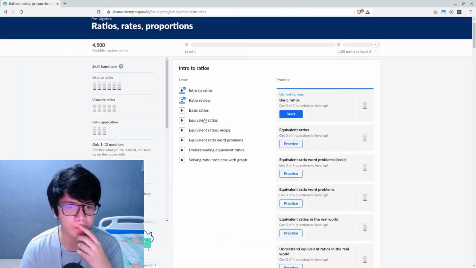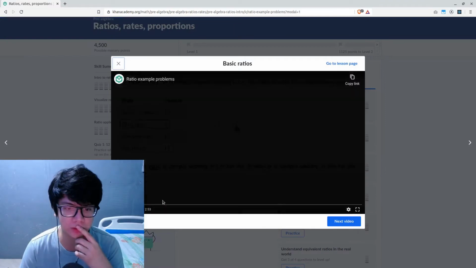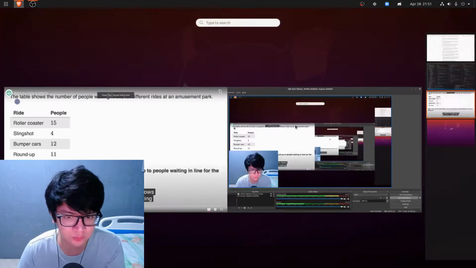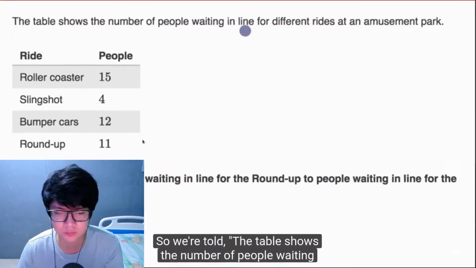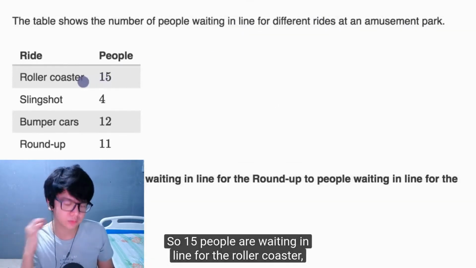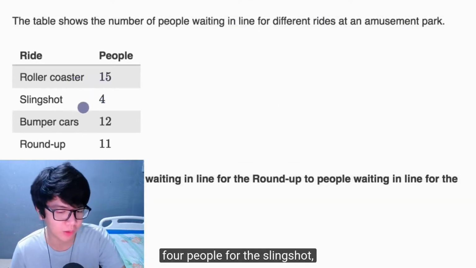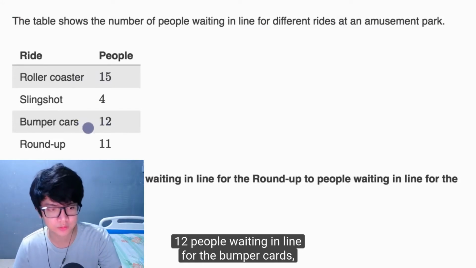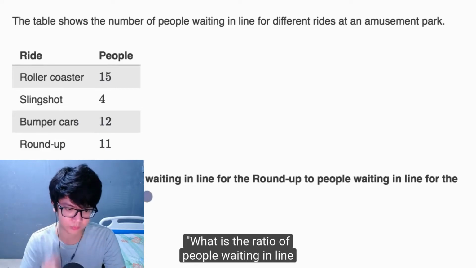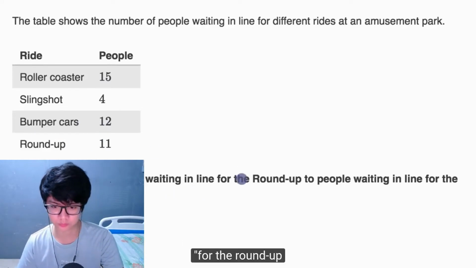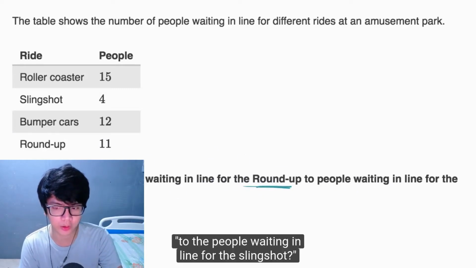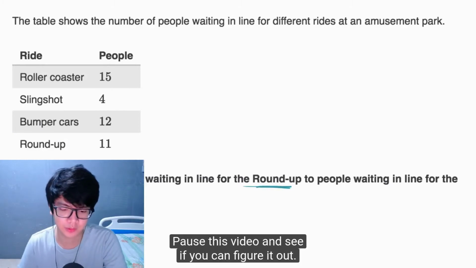Okay, next video. Basic ratios. Let's do some example questions dealing with ratios. So we're told the table shows the number of people waiting in line for different rides at an amusement park. 15 people are waiting in line for the roller coaster, 4 people for the slingshot, 12 people waiting in line for the bumper cars, and 11 people in line for the roundup. What is the ratio of people waiting in line for the roundup to the people waiting in line for the slingshot? Pause this video and see if you can figure it out.